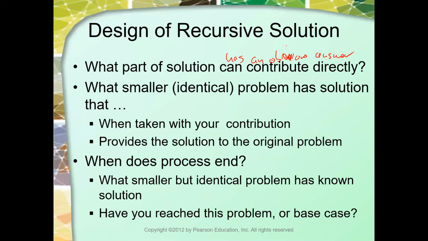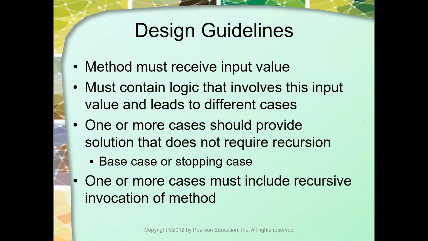And that part of the solution is what we call the base case. And then the general case is when you can break the problem down into smaller pieces, and when you combine everything together, you get the total solution. And then figuring out when the process ends: what smaller but identical problem has a known solution? Have you reached this problem, or the base case? And there could be multiple base cases in the more general problem.